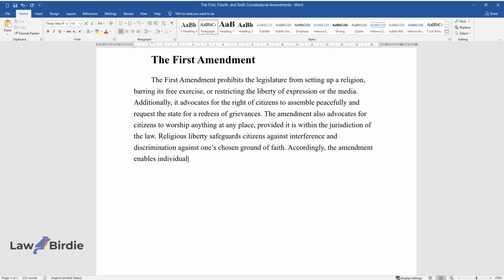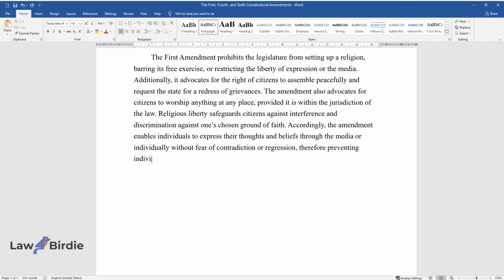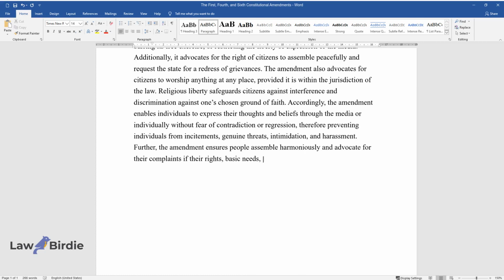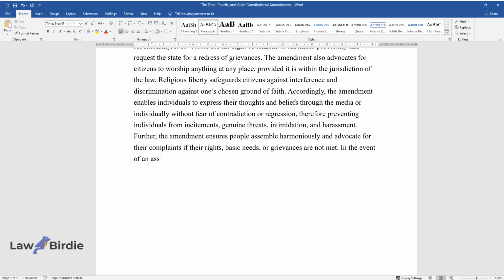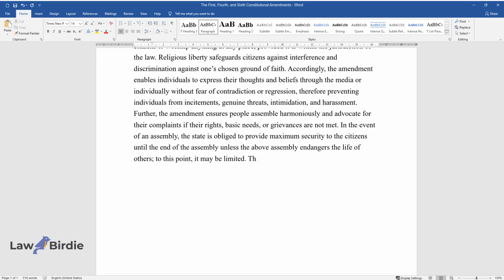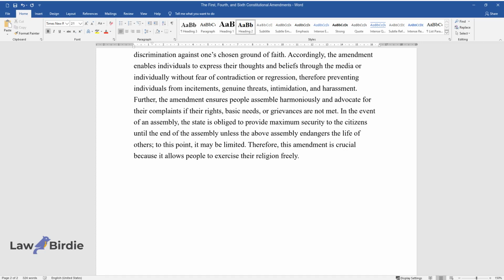Accordingly, the amendment enables individuals to express their thoughts and beliefs through the media or individually without fear of contradiction or regression, therefore preventing individuals from incitements, genuine threats, intimidation, and harassment. Further, the amendment ensures people assemble harmoniously and advocate for their complaints if their rights, basic needs, or grievances are not met. In the event of an assembly, the state is obliged to provide maximum security to the citizens until the end of the assembly unless the assembly endangers the life of others. To this point, it may be limited. Therefore, this amendment is crucial because it allows people to exercise their religion freely.